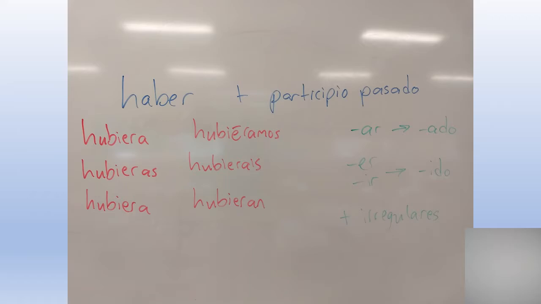The past participle is the same as any other perfect tense. AR verbs end in ado, ER and IR verbs end in ido, unless it's an irregular participle. It's the same irregular participles as all the other perfect tenses. So, for example, abrir is abierto, decir is dicho, hacer es hecho, etc.